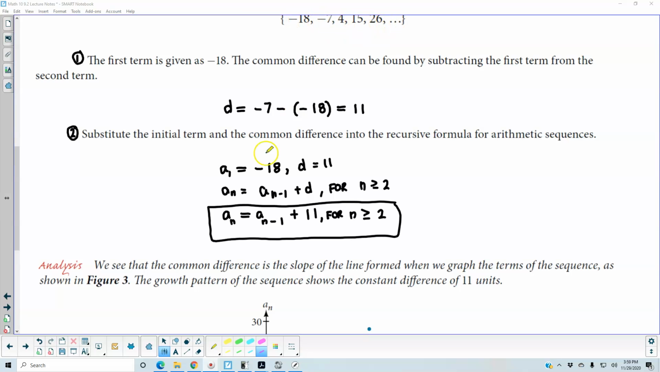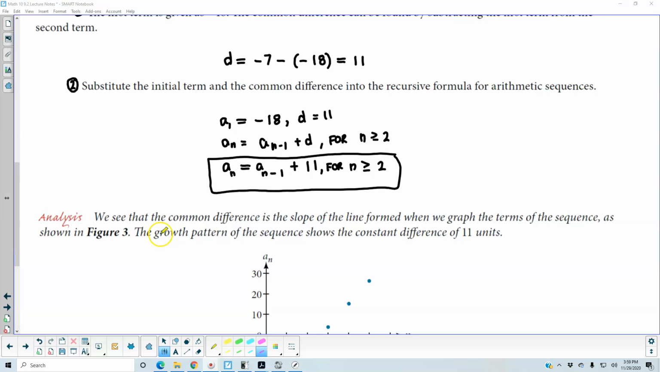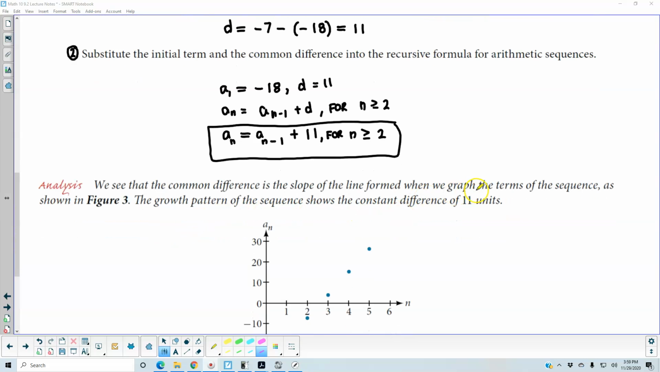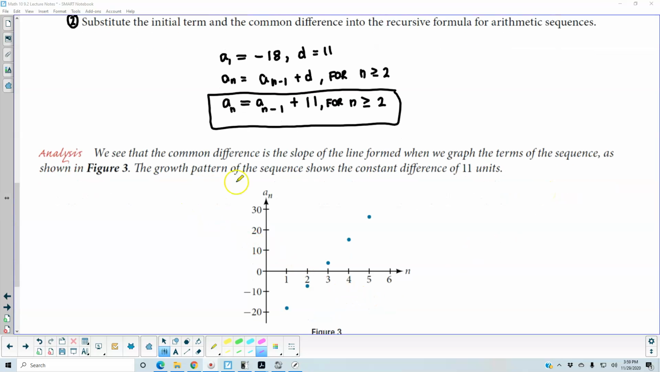So we see the common difference is the slope of the line formed when we graph the terms of the sequence, as shown in figure 3. The growth pattern of the sequence shows the constant difference of 11 units. So it's going up 11 over 1, up 11 over 1, up 11 over 1, and then up 11, and then over 1.